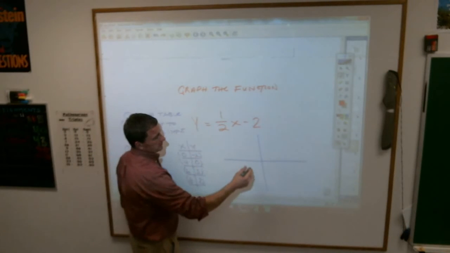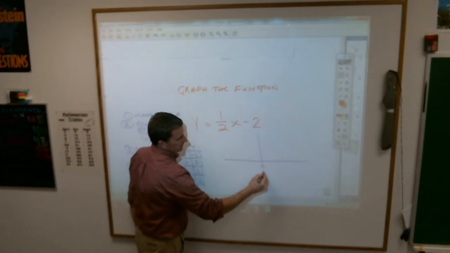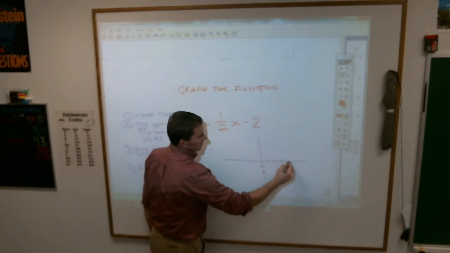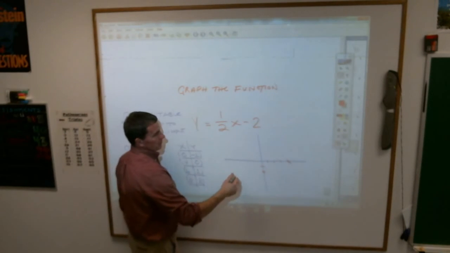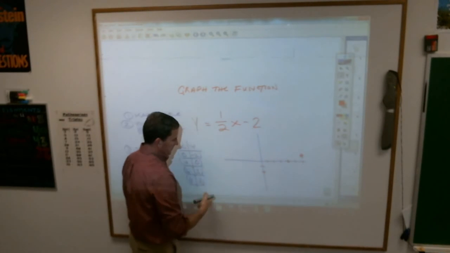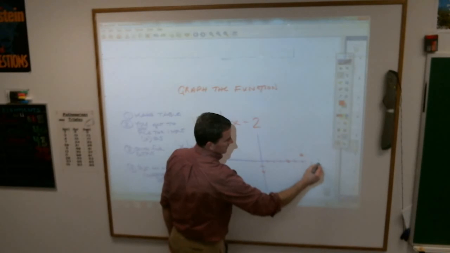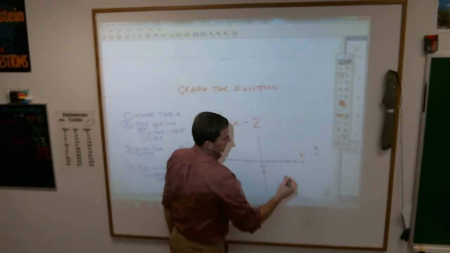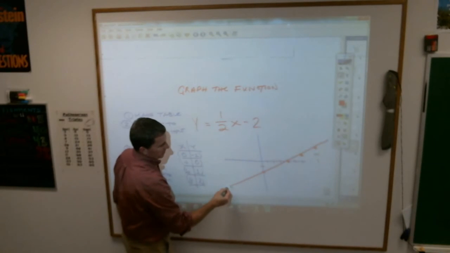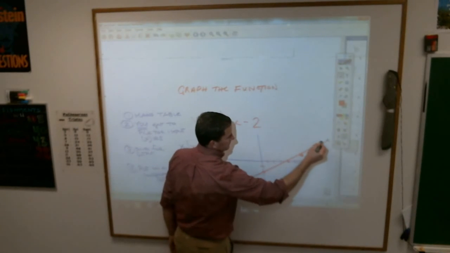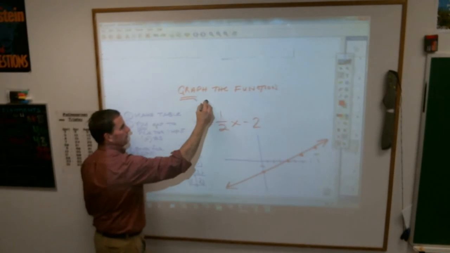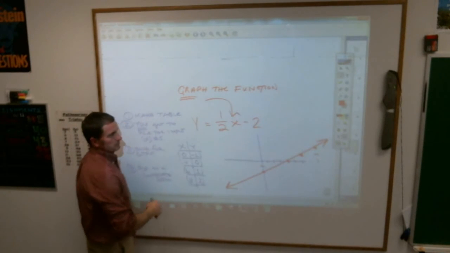Watch. (0, -2). (4, 0): 1, 2, 3, 4, 0. (6, 1): 5, 6, 1. See that line that's coming up there? (8, 2). Then you need to take your straight edge or ruler and draw this line all the way through the graph. That is the graph of that function.